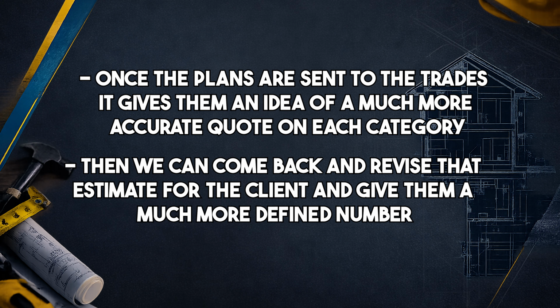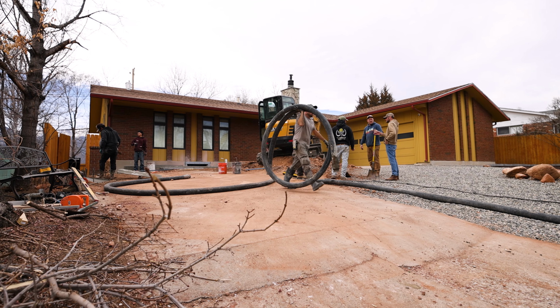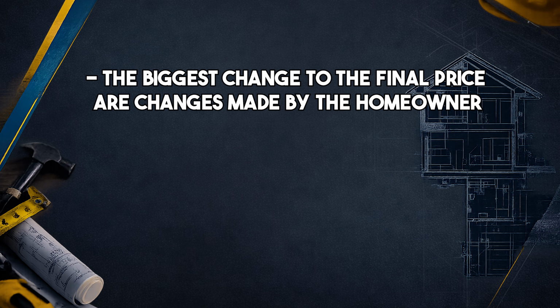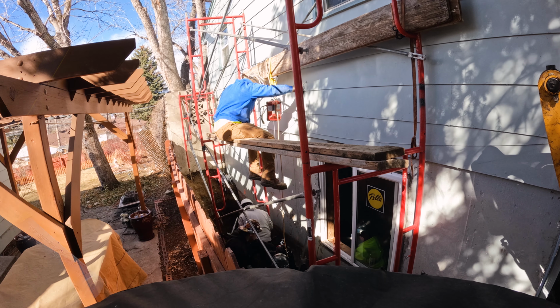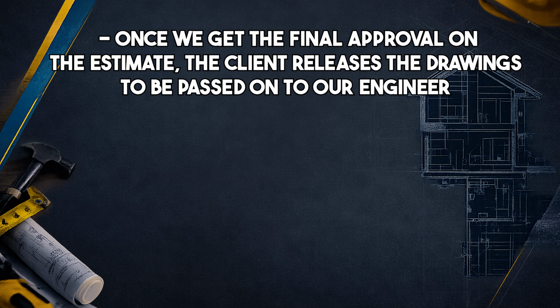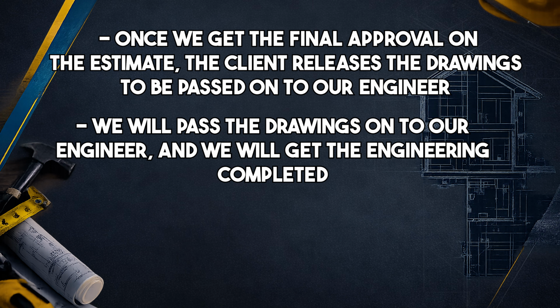We're usually pretty close. Again, the biggest thing that changes is changes made by the homeowner. Those are the biggest jumps. Other than that, it's really not going to be a big increase. So once we get final approval on the estimate and the client releases the drawings to be passed on to our engineer, we will pass the drawings on to our engineer. We will get engineering completed.